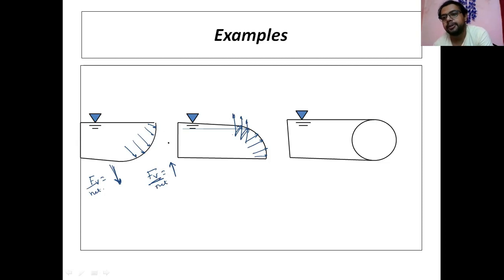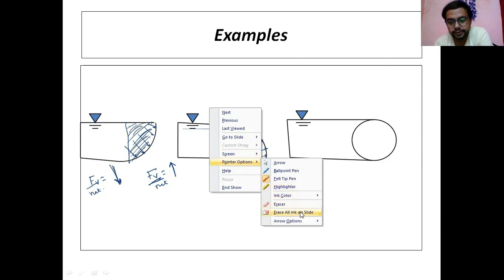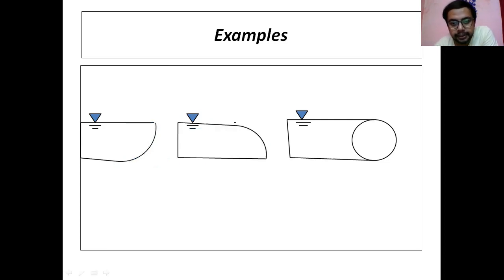So what is the value of it? In the previous case, this much liquid was supported by this curve, as we have seen. But in this example, how much is it? What is the value? In this example, you have to consider this volume.